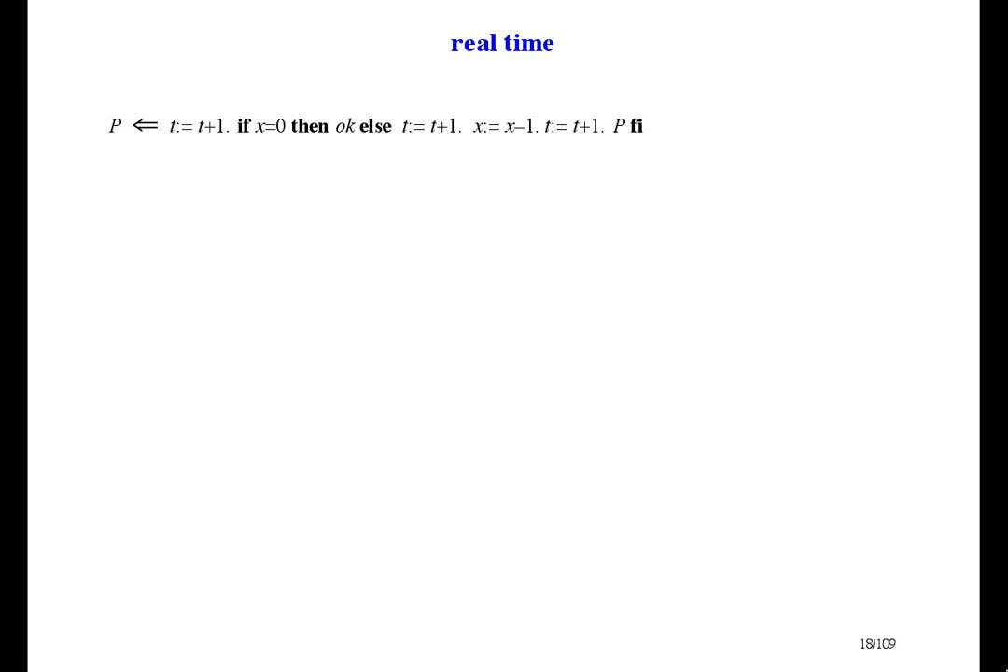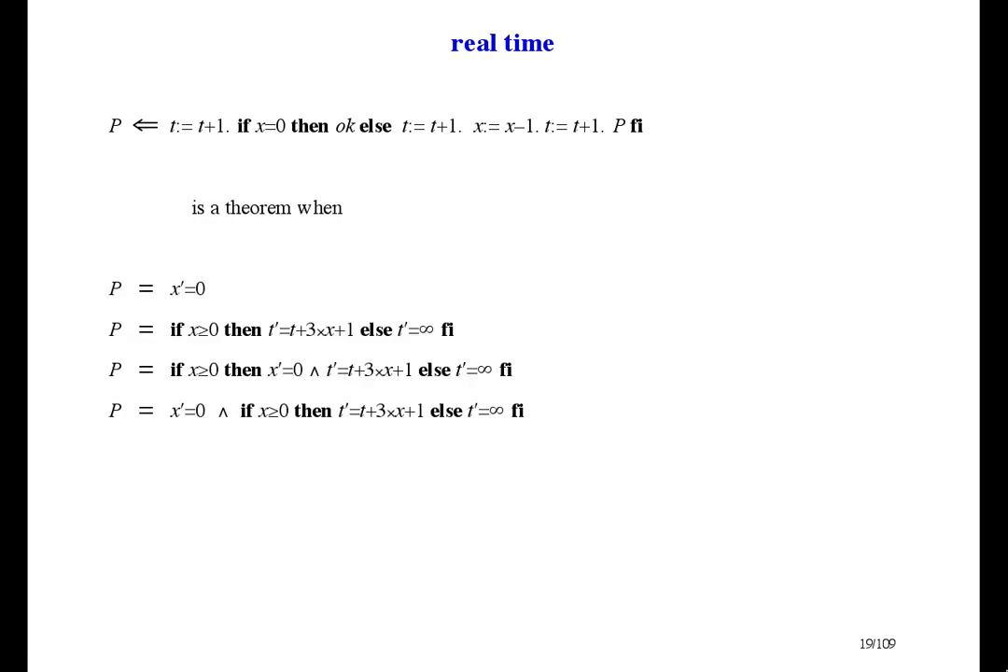We can prove this refinement for a variety of different choices for p. We can prove x prime equals 0, just talking about the result, ignoring time. Or we can just talk about the time, ignoring the result. If x starts non-negative, then it takes time 3x plus 1, and otherwise the computation ends at time infinity, which means it never ends. You can see the 3x plus 1 easily enough because there are 3 increases to t each time round the loop, plus 1 more before you know you're done.